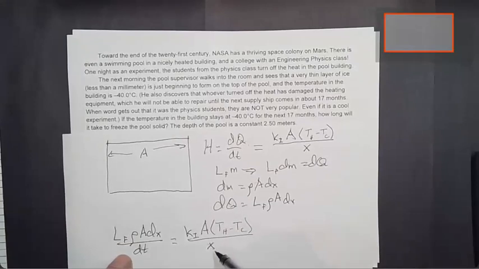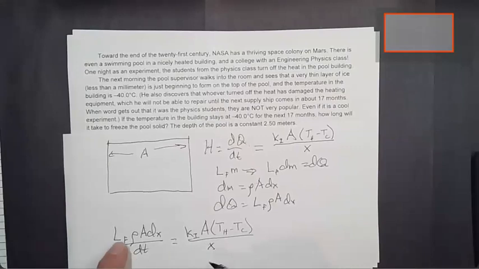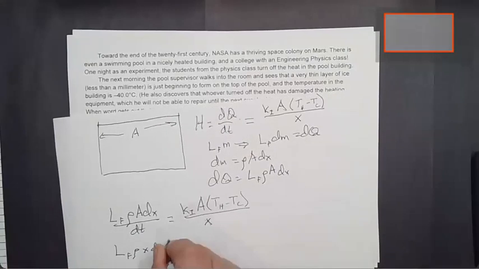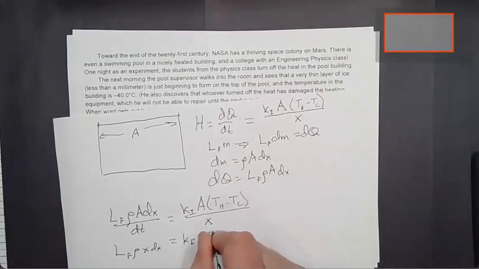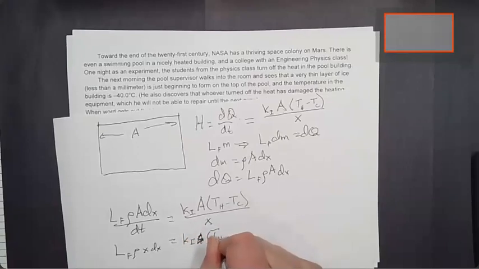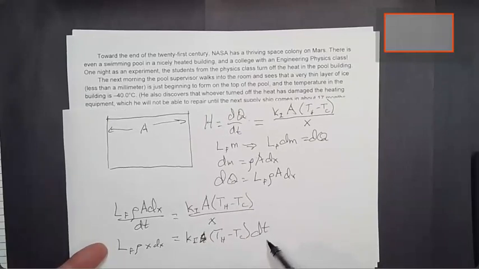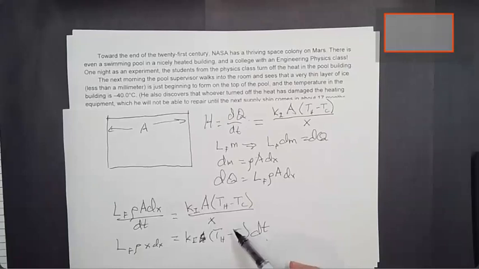If I then multiply both sides by x dt, that has the effect of cross multiplying. I will end up with heat of fusion, density of water, times x dx on one side, and K_I times, whoops, A's are gone, T_H minus T_C and dt. So this is an equation where I can integrate both sides of it. I don't know if you ever did anything like this in a calculus class or not.